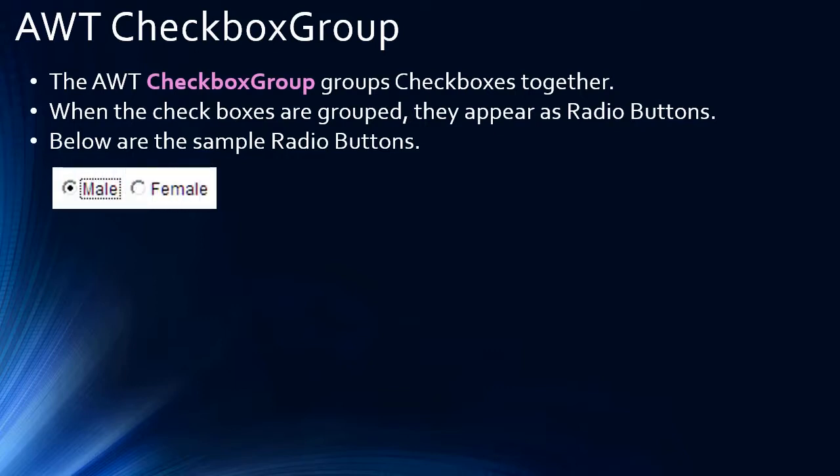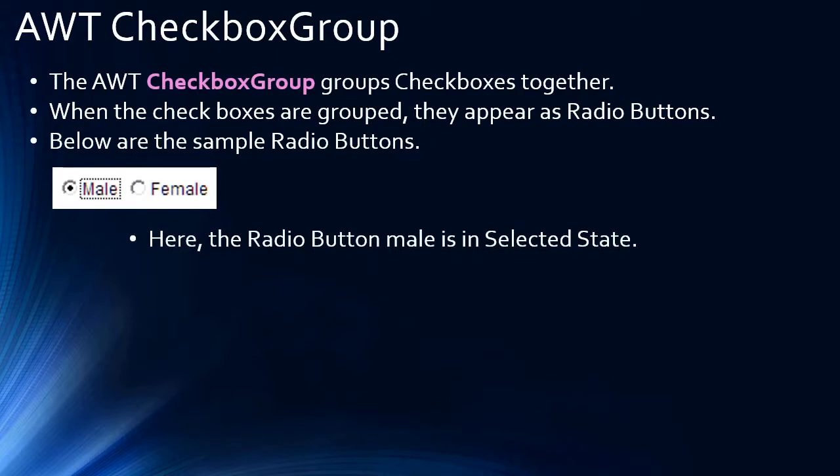Here you can see two radio buttons, one is male and another one is female. At present the radio button male is selected. Here the radio button male is in a selected state and female is not selected. The radio button appears as a circle. Previously we saw a checkbox which appeared as a square shaped window. Here it is a circle window.